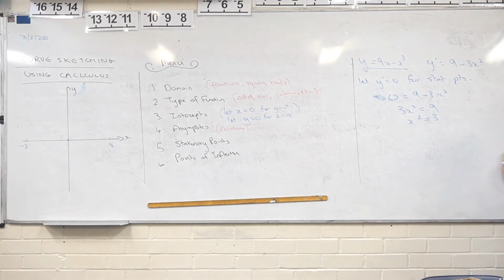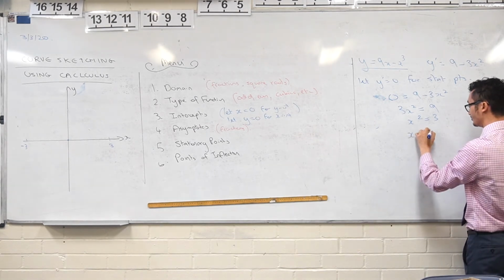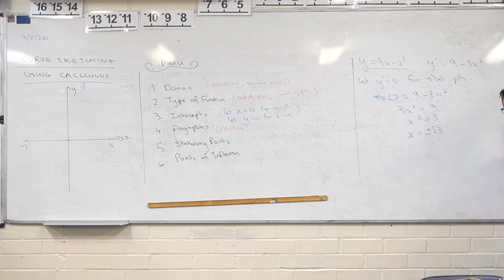The numbers won't always be nice. What do we got going on here? We've got x is equal to plus or minus the square root of 3. Okay, so that's what we're working with. Not particularly nice numbers, but something to keep in mind.